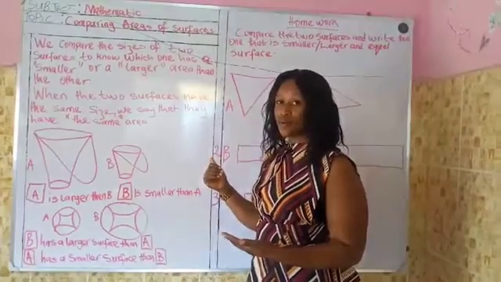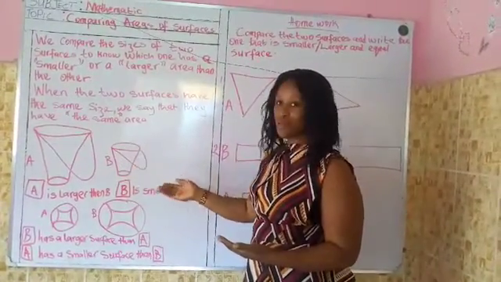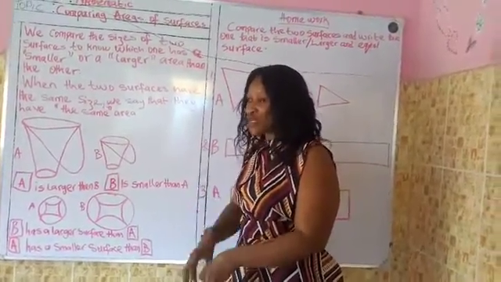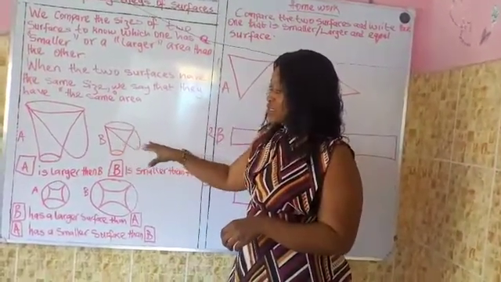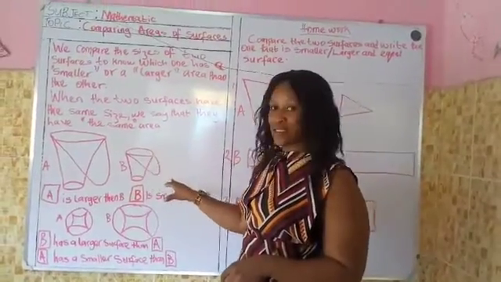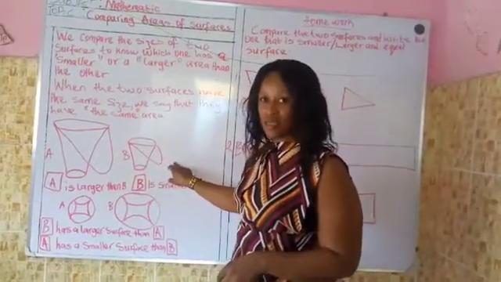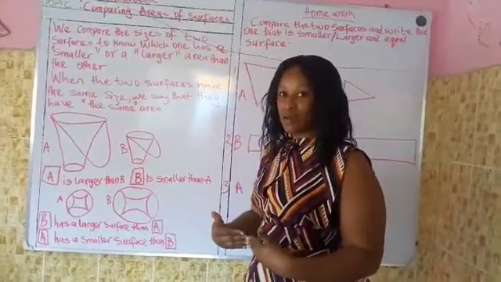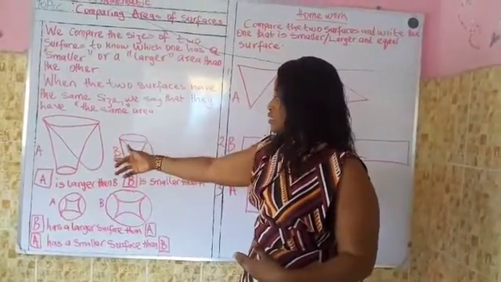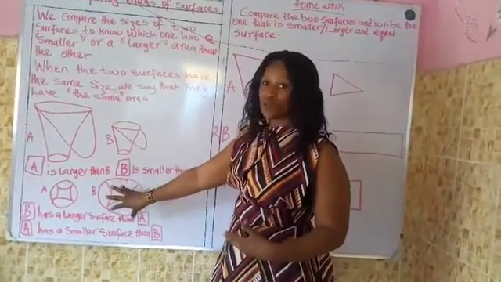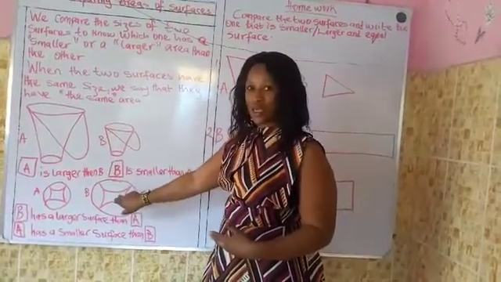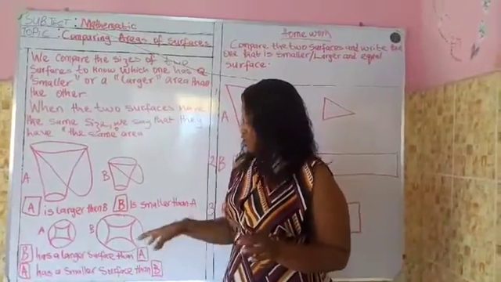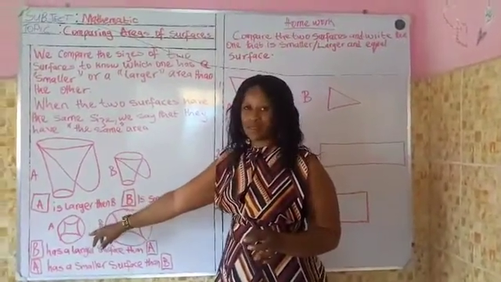I gave some examples. I drew two buckets. Looking at them, you don't need to pour anything inside the bucket to know that this one is larger than this. Looking at it, you can tell that A is larger than B. Remember, it's the surface that we are comparing, the outer parts of it. And looking at these two balls, you know that B is larger than A. You don't need any measurements to tell you that this is larger than this.